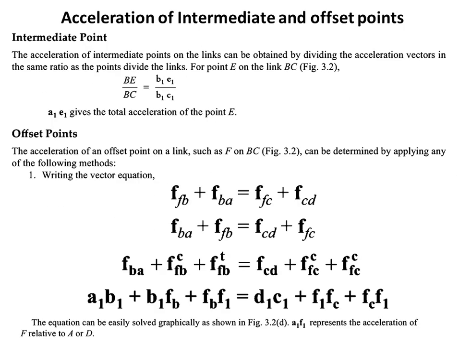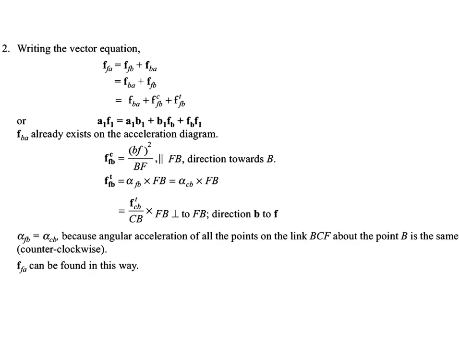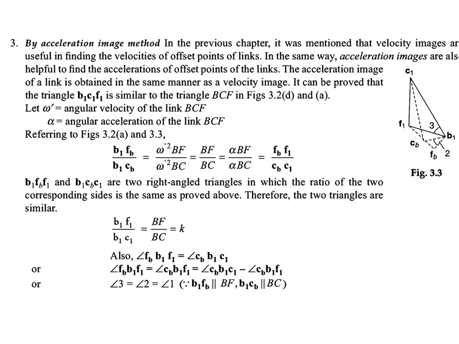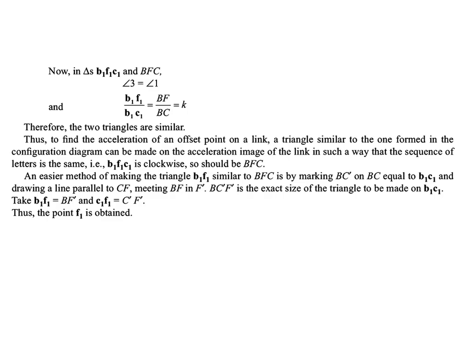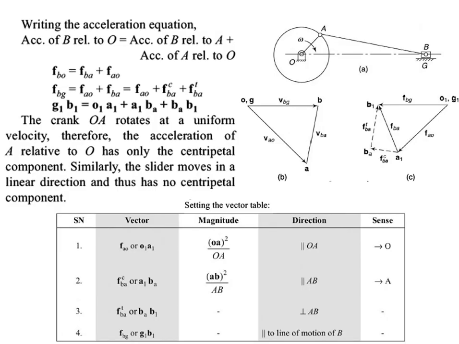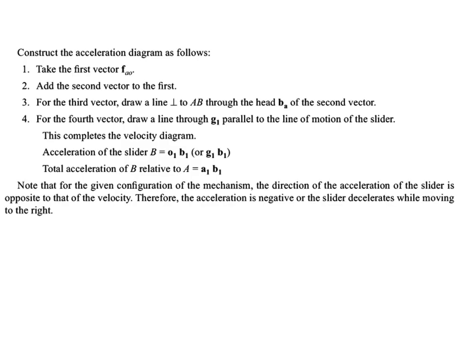Now for taking the acceleration of intermediate or offset points, you can take these ratios, like B1 E1 by B1 C1 equals BE by BC. The same way as you took for velocity. If offset points are given, you can use these acceleration vectors and then take these points. I'll discuss this when you start with the problems. And this is for the slider crank. In the same way we take it for the slider crank, which I'll explain when we solve the problem on slider crank.